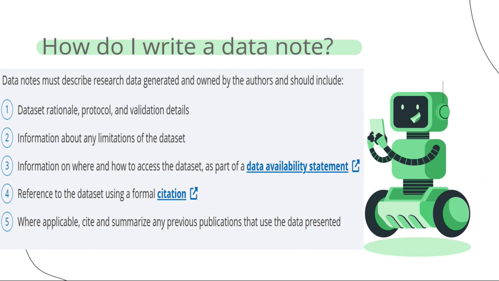Now come to how do I write the data notes. Once you want to write a data note, your data set must be rational, portable and have valid details. You should know the information about any limitations. You should give any limitations of your data set in your research publications, and information on where and how to access the data set. This also you have to give as part of the data availability statement in your research papers.